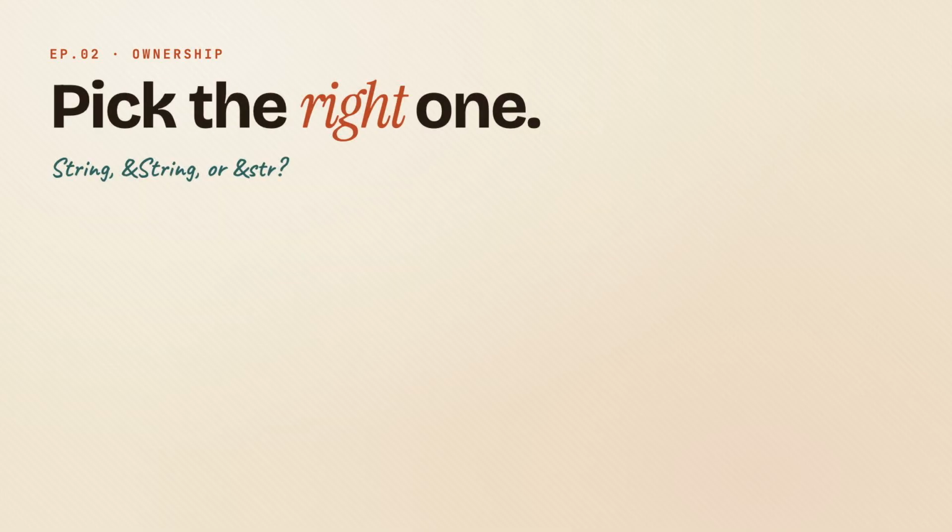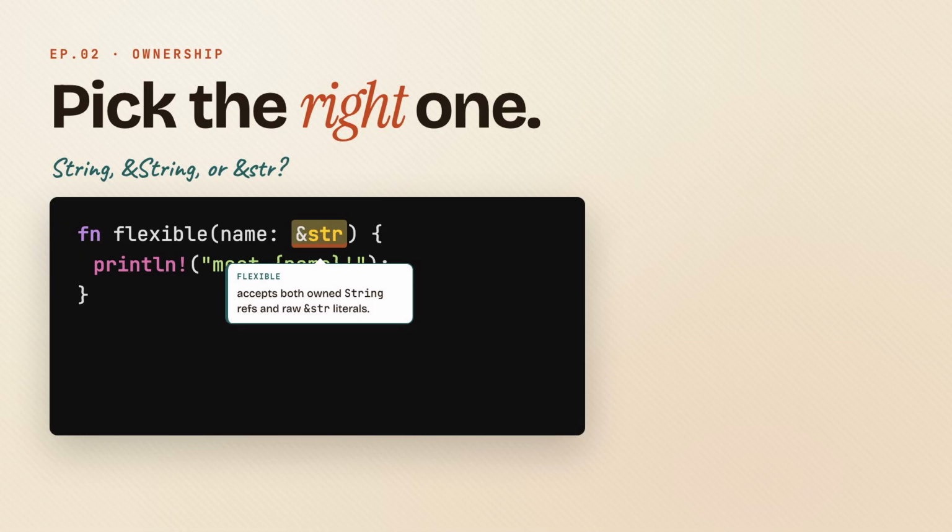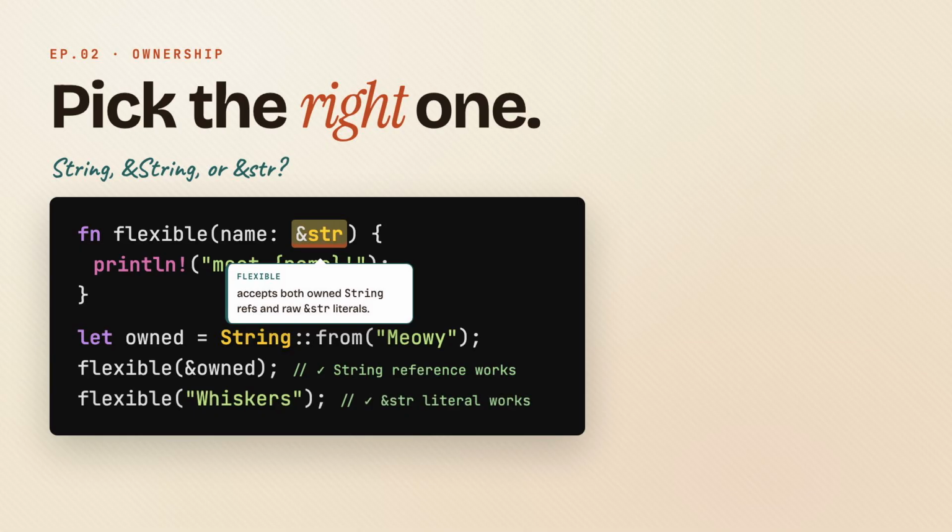What type should a function take for a string parameter? Well, quick refresher. String is the owned growable type that lives on the heap. But a string slice is a reference to string data. Here's a flexible function which takes a string slice. Both calls actually work. The first passes a reference to an owned string. The second passes a string literal, the text you wrote right in your code. Both fit the string slice.